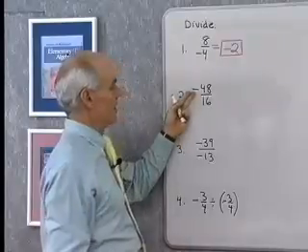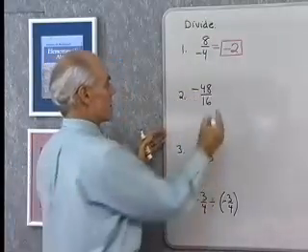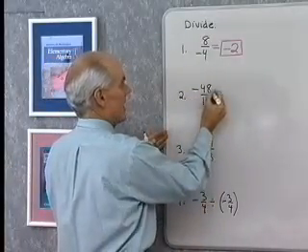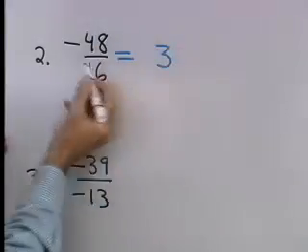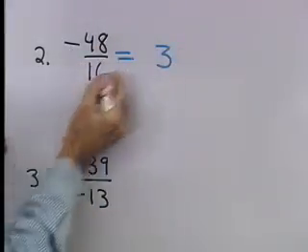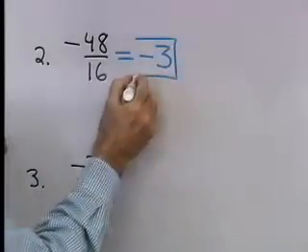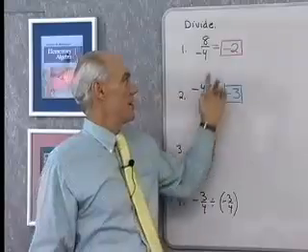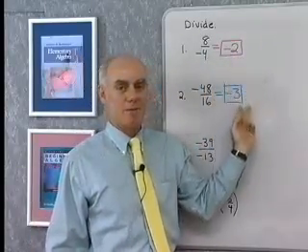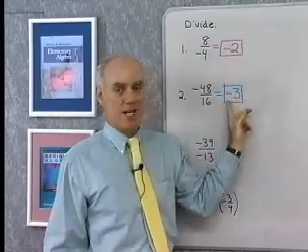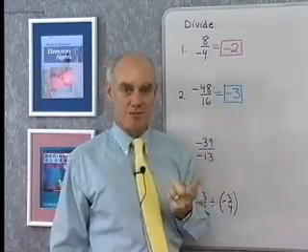Problem number 2, I have negative 48 divided by 16. Again, I just divide absolute values. 16 divides into 48 3 times. And the two numbers have different signs, so the answer is negative. So you can see that if I divide two numbers that have different signs, I simply divide absolute values, and the answer is negative because the original two numbers had different signs.